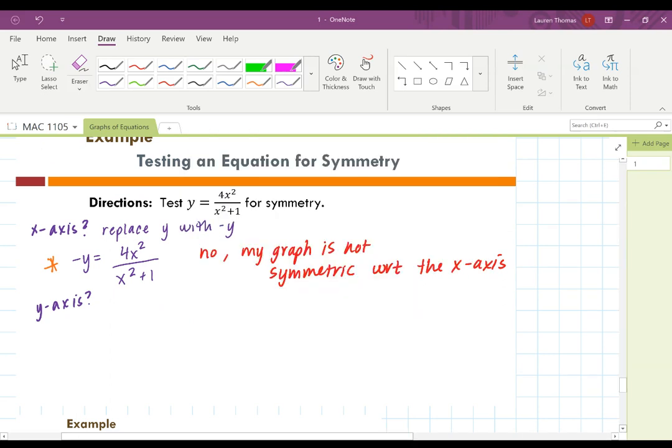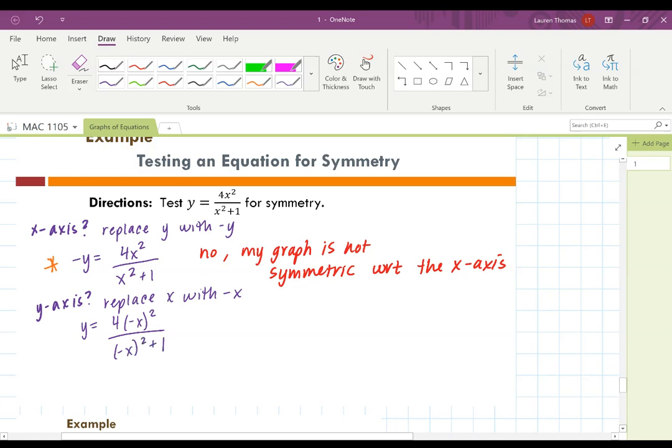Okay, so if I'm testing to see if my equation is symmetric with respect to the y-axis, I'm going to replace x with negative x this time. So everywhere I see an x in that equation, I'm going to make it negative x instead. So I have y equals 4 times negative x squared over negative x squared plus 1.